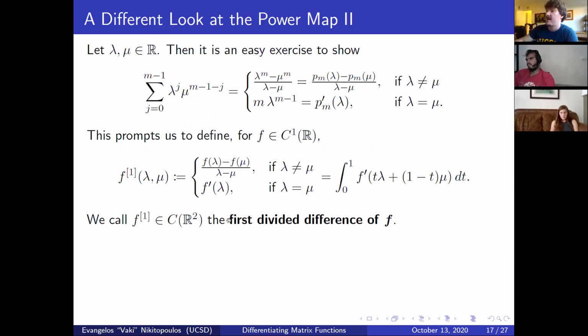We're going to call f bracket 1 the first divided difference of f. So think of it as a discrete derivative, if you like, or a non-commutative derivative. That's another term that floats around the literature.